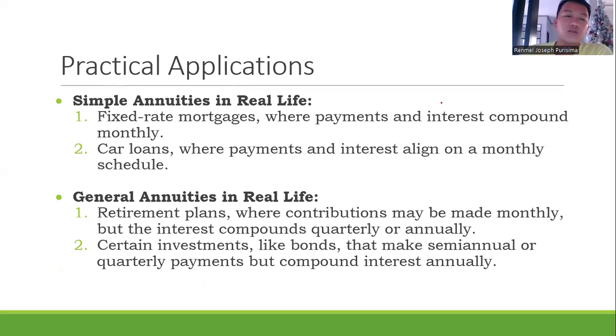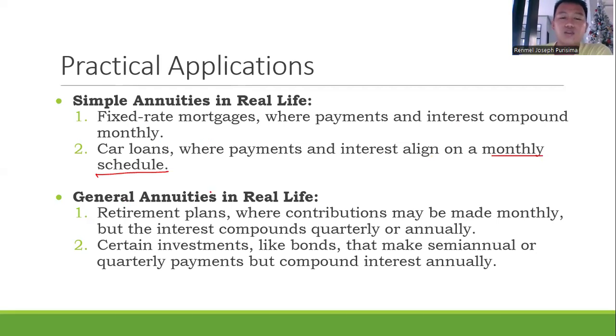Now, what are the practical applications of simple and general annuities in real life? First, with simple annuities, we have fixed rate mortgages where payments and interest compound monthly. So in terms of mortgages or loans with a collateral. Second, we have car loans where payments and interest align on a monthly schedule. For example, also motorcycle loans.